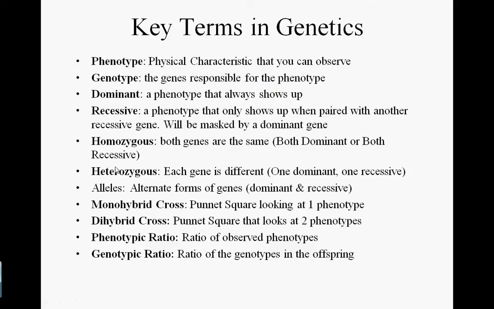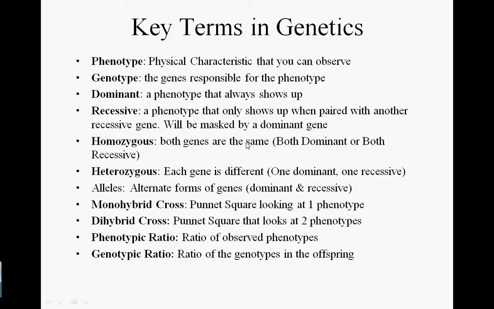So first, let's cover some key terms in genetics. First, the term phenotype. That refers to the physical characteristics that you can observe. Genotype refers to the genes responsible for the phenotype. Dominance refers to a phenotype that always shows up. Recessive, a phenotype that only shows up when paired with another recessive gene, and it will be masked by a dominant gene if one is present.